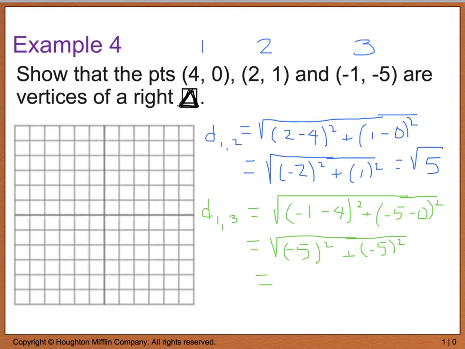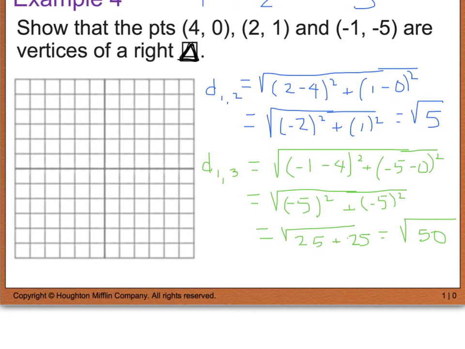So this is going to give me the square root. Negative 5 squared is 25, plus another negative 5 squared is going to give me 25, so this will give me the square root of 50. And the last points that I have to find the distance between are 2 and 3.